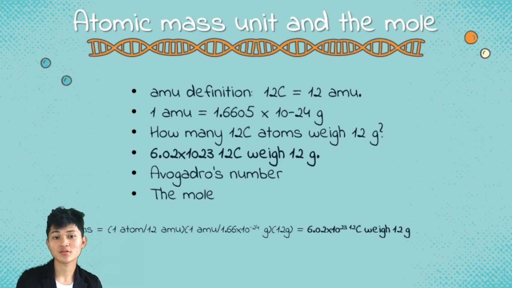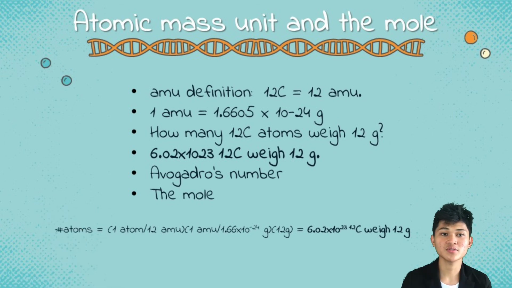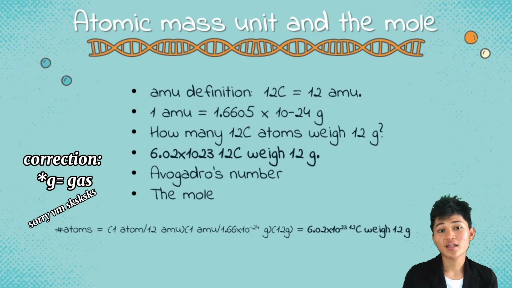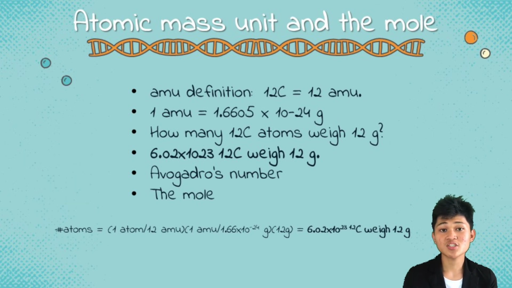Avogadro's number, the mole. Number of atoms is equal to 1 atom over 12 amu, multiplied by 1 amu over 1.66 times 10 raised to the power of negative 24 gram, times 12 gram, which is equal to 6.02 times 10 raised to the power of 23. 12 carbon atoms weigh 12 gram.